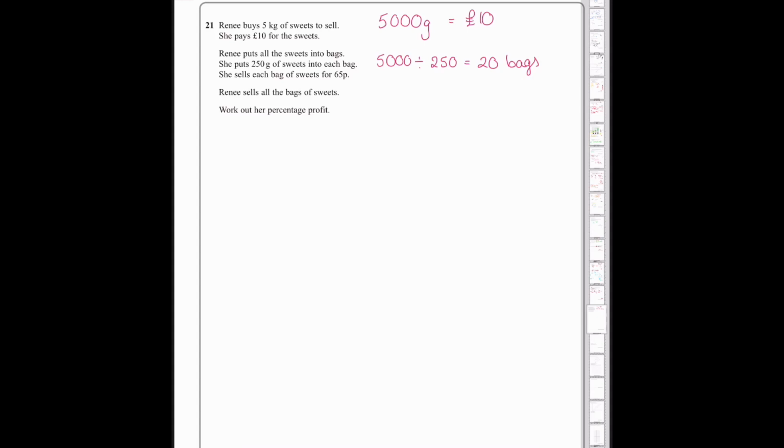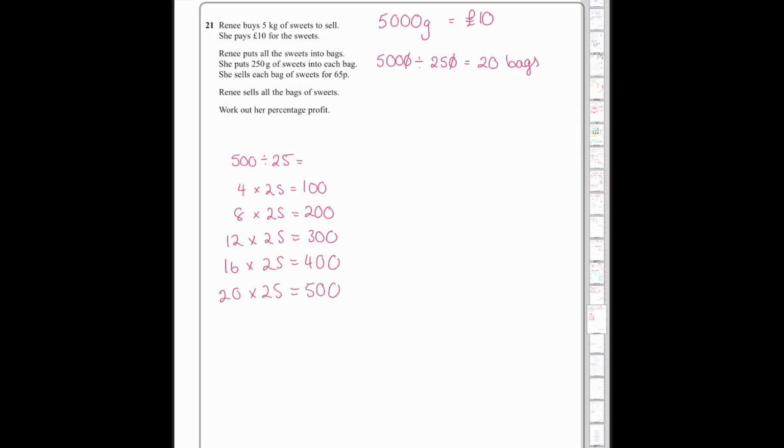Now, the way I work that out is you could do 500, so you could take a 0 off, divided by 25 instead. Well, I know that 4 times 25 is 100. So 8 times 25 is 200. 12 times 25 is 300. 16 times 25 is 400. And 20 times 25 is 500. So you know the answer is 20. I'm just trying to give you a better way of working that out. So it's 20 bags of sweets.